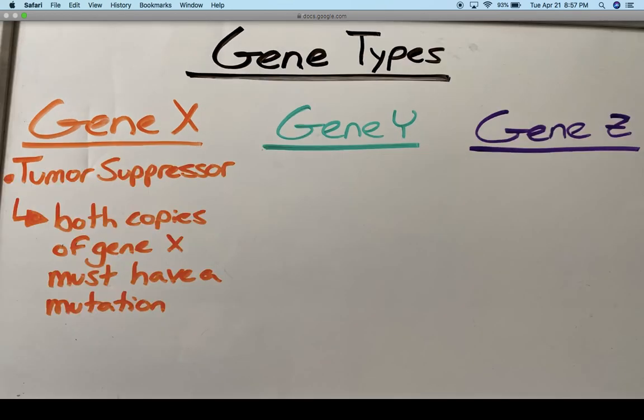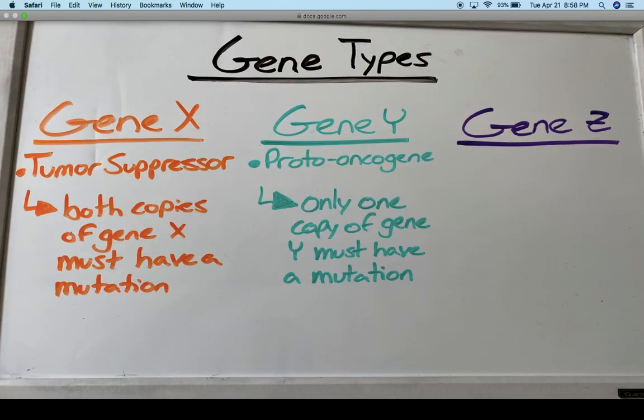Gene X is a tumor suppressor. Tumor suppressors require mutations to occur in both alleles of the gene for a tumor to appear. For every tumor that involves gene X, both X alleles must have mutations. Gene X is also the only one that a mutation can be inherited. This is only possible for tumor suppressors, not proto-oncogenes.